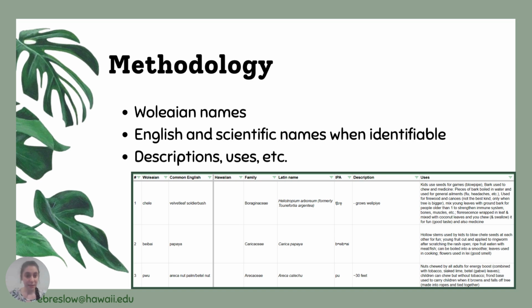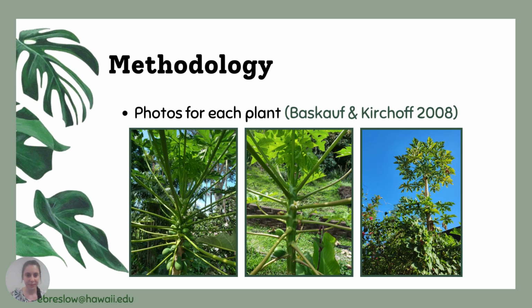I collected the Woleaian names of all of these plants, of course, but I also attempted to collect the English and scientific names when the plants were identifiable, as well as descriptions, uses, and other culturally relevant information like that. I also collected photos for each plant, taking them myself when I was able to, and otherwise finding open source images, following the guidelines of Baskoff and Kirchhoff, who talk about how to take photos of plants that will be most helpful for identification. So here you can see a papaya: I have an image of the whole tree, an image of the flowers, and an image of the fruit.